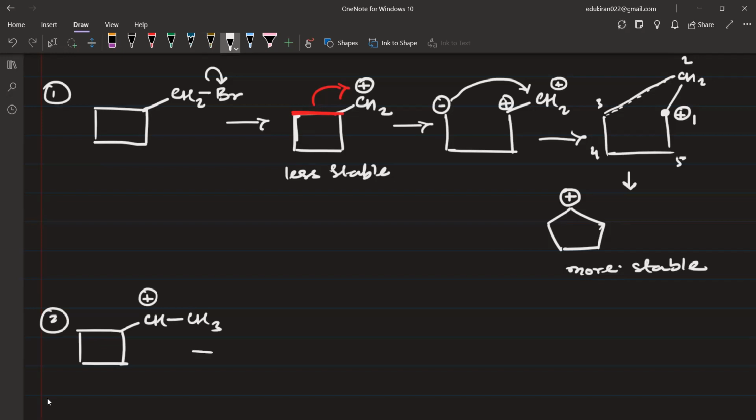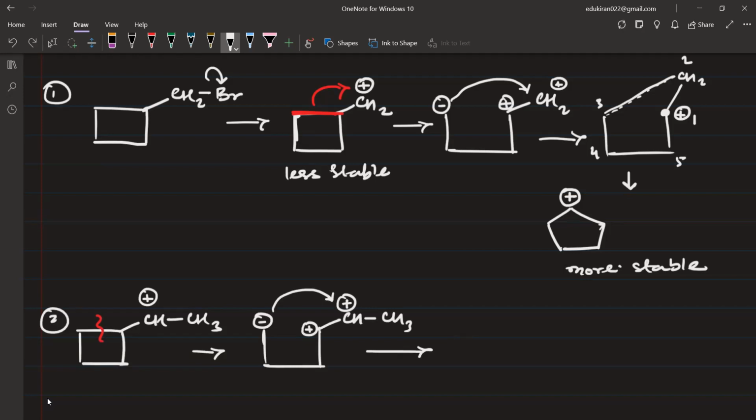So again, the first step is to break this bond. I will break this bond, and then I will be getting a structure like this. We have CH, CH3, there is a positive charge here. Now, once we have broken this bond, there will be a positive charge here, and there will be a negative charge here. This negative charge is going to attack onto this positive charge to make a 5-membered ring from a 4-membered ring.